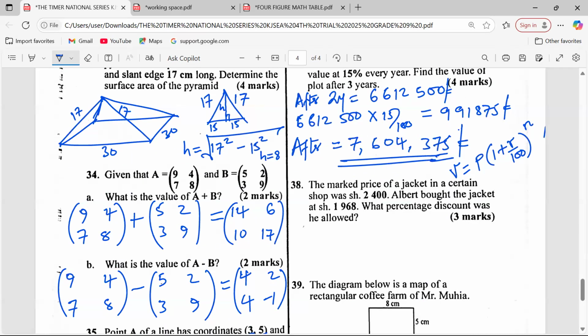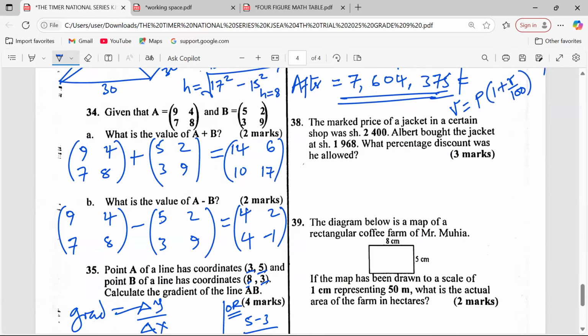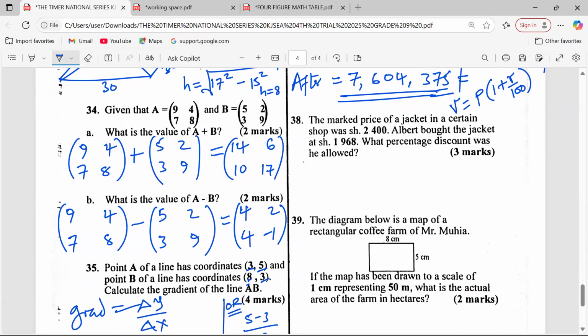That way. Number 38. We are told that the marked price of a jacket in a certain shop was 2,400 Kenya shillings. Albert bought the jacket at 1968. What percentage discount was he allowed? Discount is usually a percentage of the marked price. Therefore, we can get the discount itself by taking the marked price minus the price at which he finally bought this particular jacket.